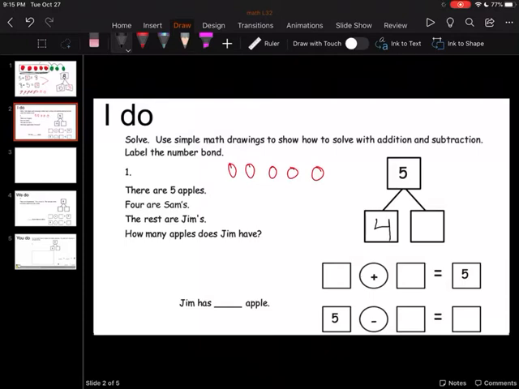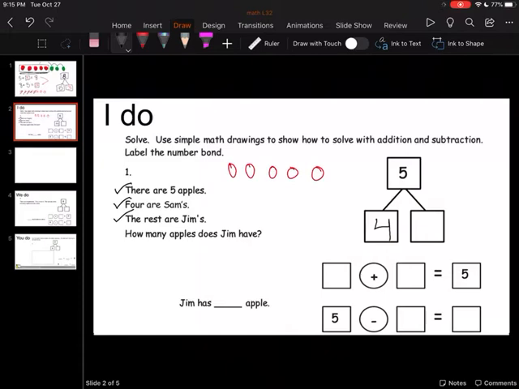Now let's keep reading. I read there are 5 apples. Then I read 4 are Sam's. The rest are Jim's. Okay, the rest of the apples are Jim's. How many apples does Jim have? So we're trying to figure out how many apples Jim has. Okay. What can I do to solve this problem?